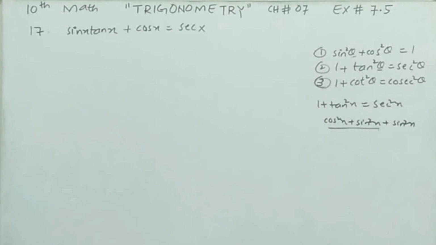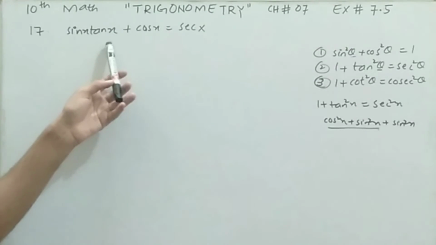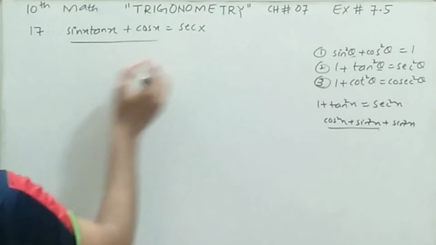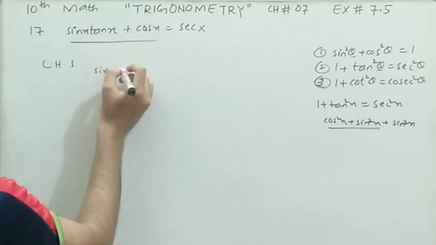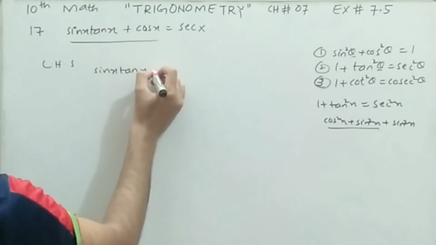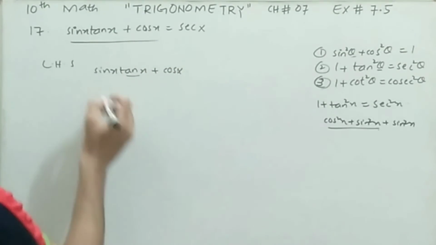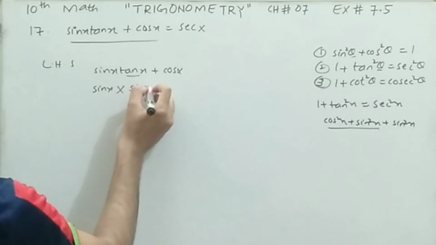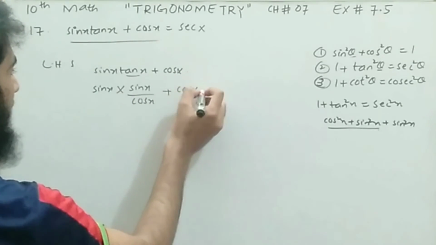Now move to the last question of exercise number 7.5, and the last question of today's lecture. Question 17 tells that sin x into tangent x plus cos x should be equal to secant x. Let's suppose I take the left-hand side. On the left-hand side we have sin x multiplied by tangent x plus cos x. Now convert tangent x into sin over cos, so it becomes sin x multiplied by sin x divided by cos x, plus cos x.